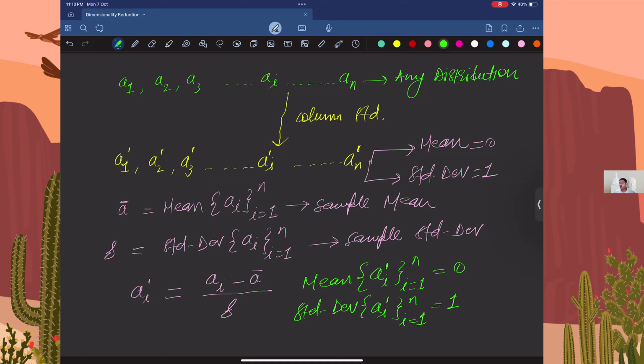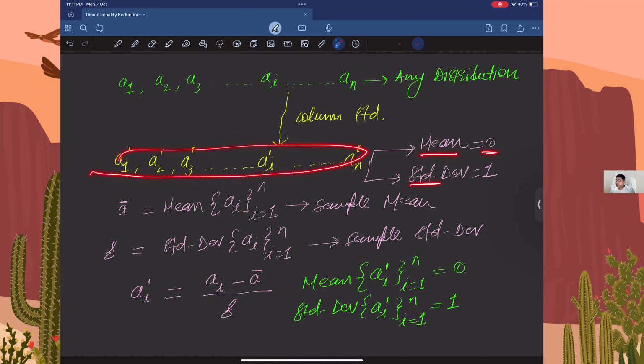Now, let me explain all these things, because otherwise you will get confused. What I am telling you is, this is A1 till An, and this can come from any distribution. After column standardization, we are getting A1 dash, A2 dash till An dash. And after column standardization, the mean of these values should be 0 and the standard deviation is 1. Then only we are applying the column standardization.